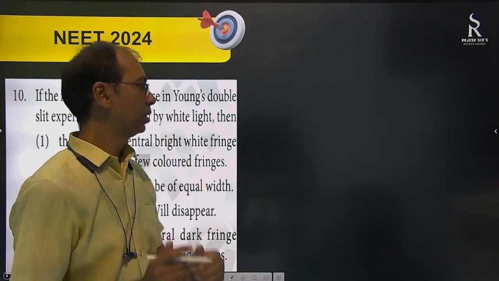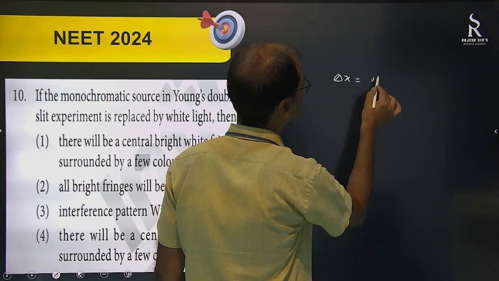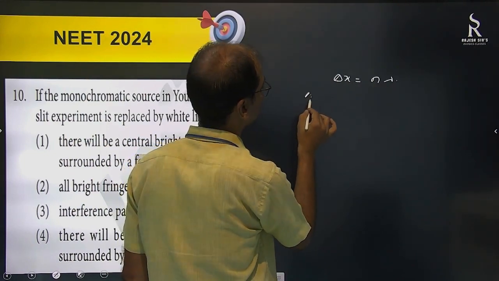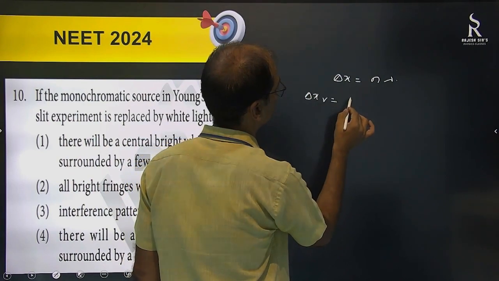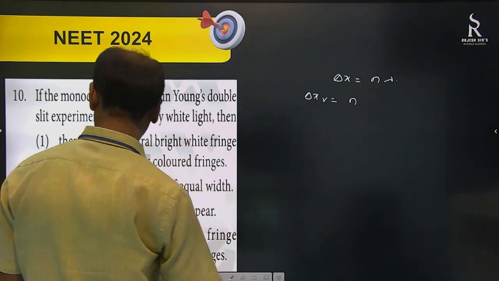That means what I am trying to say is that delta x is n lambda, right? So let's say for violet color, suppose n is 1. Okay, n we are saying is 1.